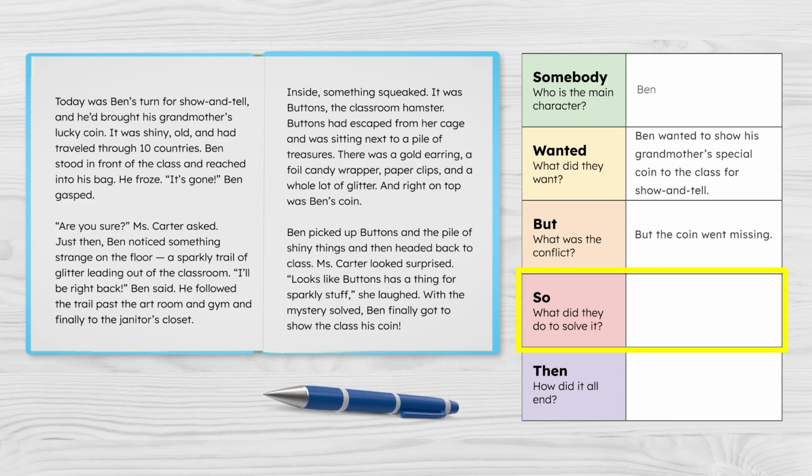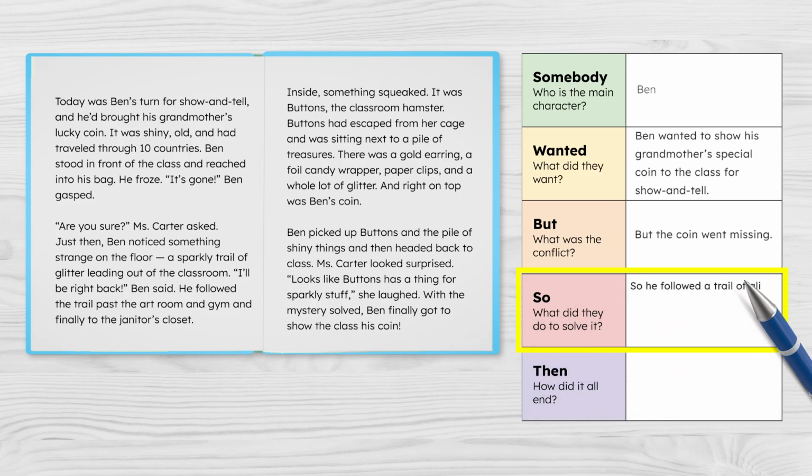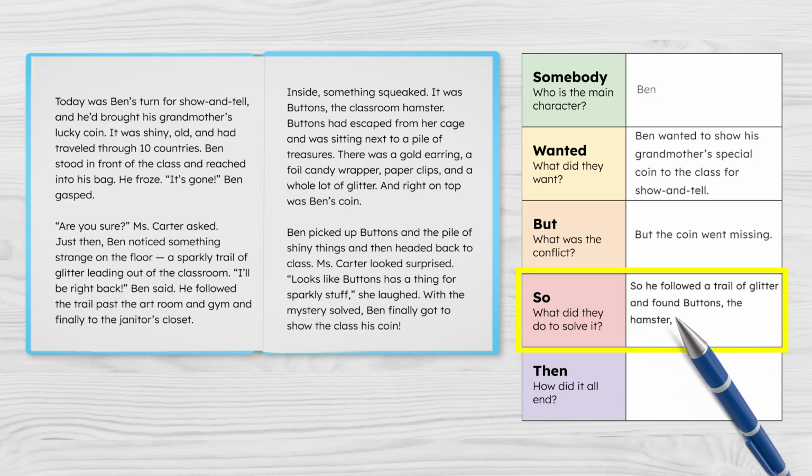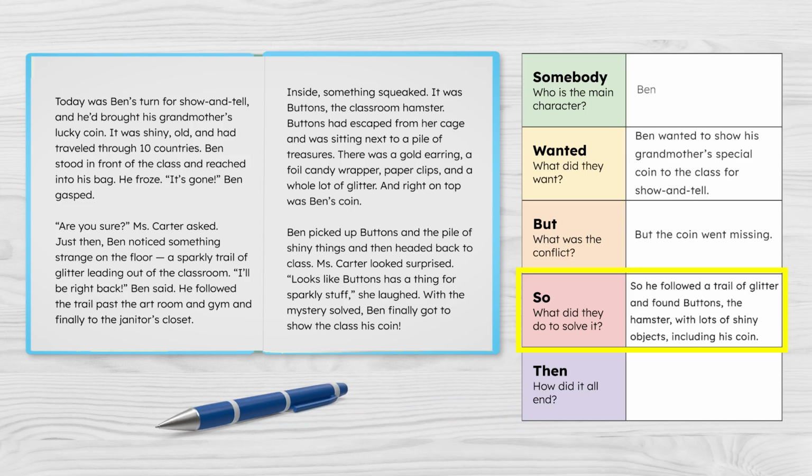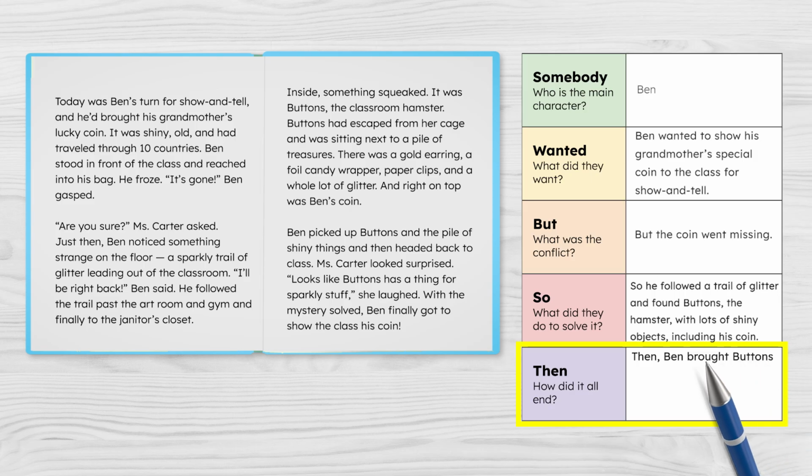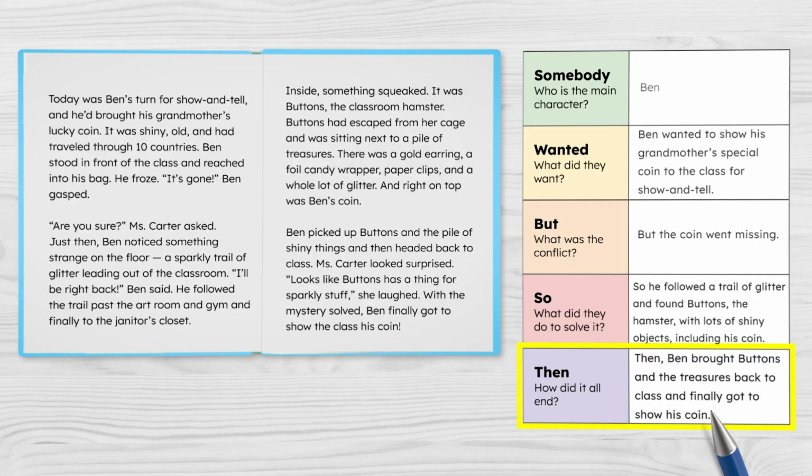Let's check. I wrote, so he followed a trail of glitter and found Buttons the hamster with lots of shiny objects, including his coin. Yours might be a bit different, and that's fine, as long as it includes the same key events. Finally, then, how did it all end? For this part, we need to describe the resolution. I'd say, then Ben brought Buttons and the treasures back to class and finally got to show his coin.